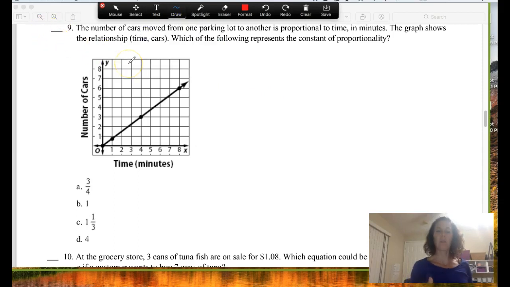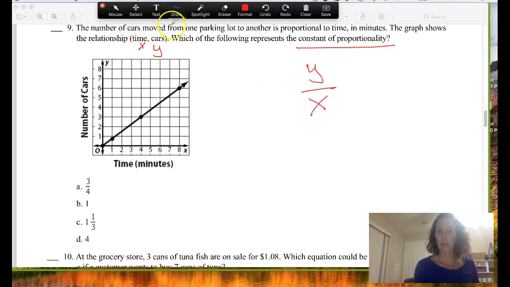Okay, number 9. The number of cars moved from one parking lot to another is proportional to time in minutes. The graph shows the relationship, which is time to cars. So this would be X, time is X, and cars is Y. Which of the following represents the constant of proportionality? So remember that constant of proportionality is going to be your Y to your X, okay? Y to X, because they said the number of cars moved from one parking lot to another, so number of cars is your Y, is proportional to the time, that was your X. So the number of cars to the time was your Y to your X.